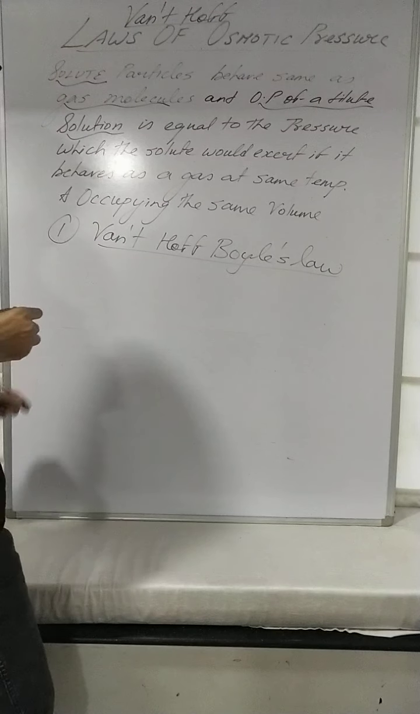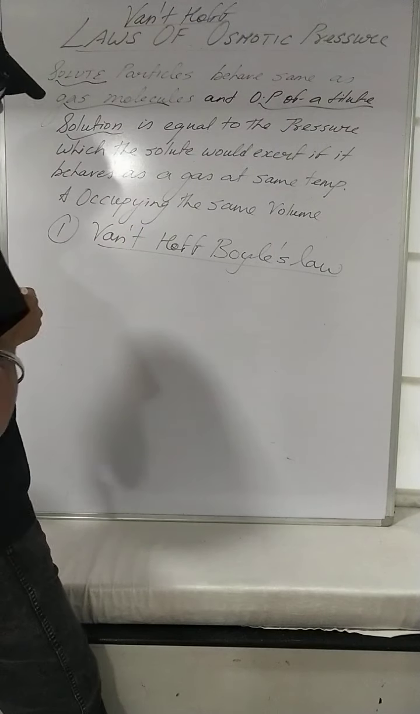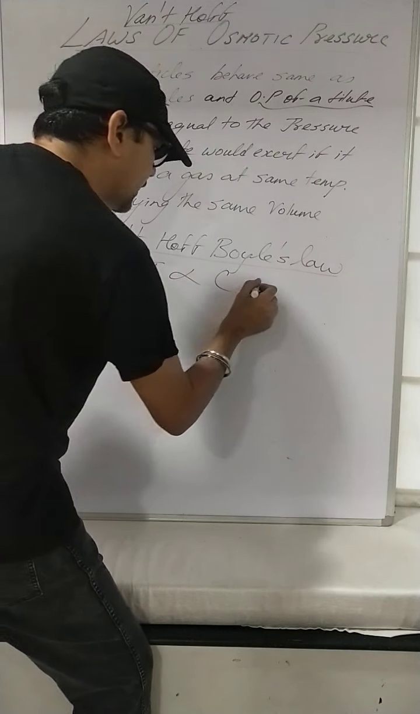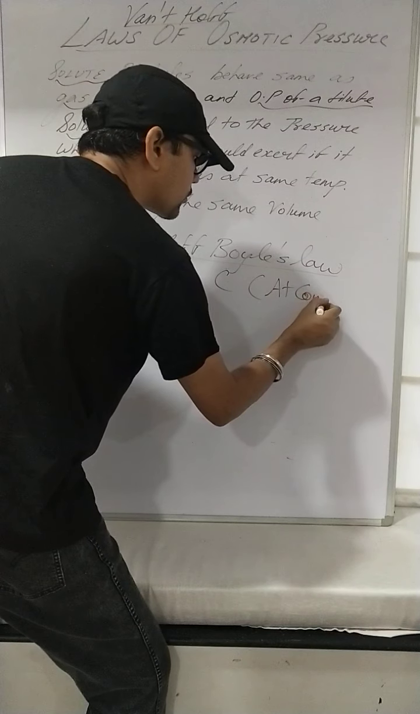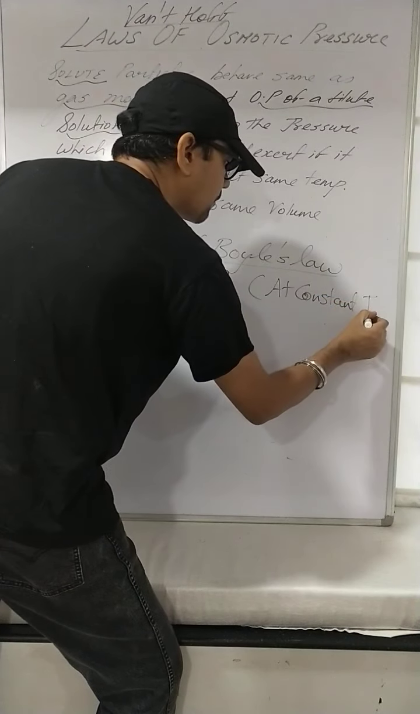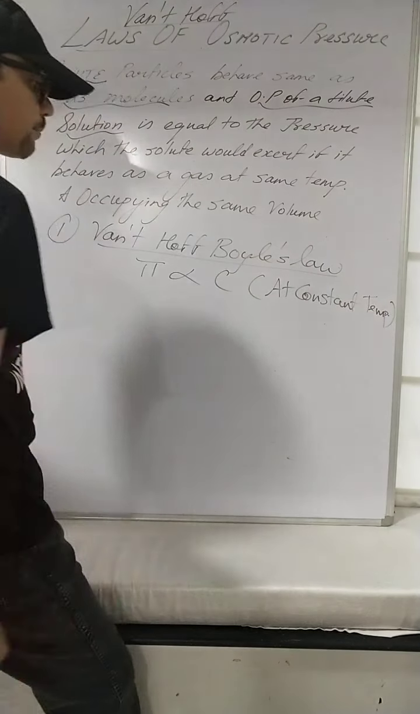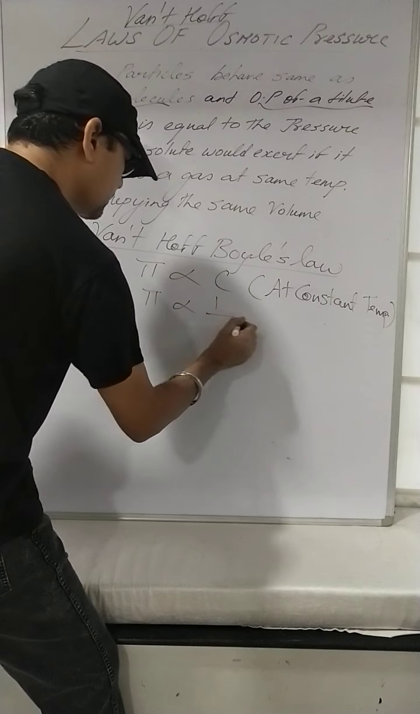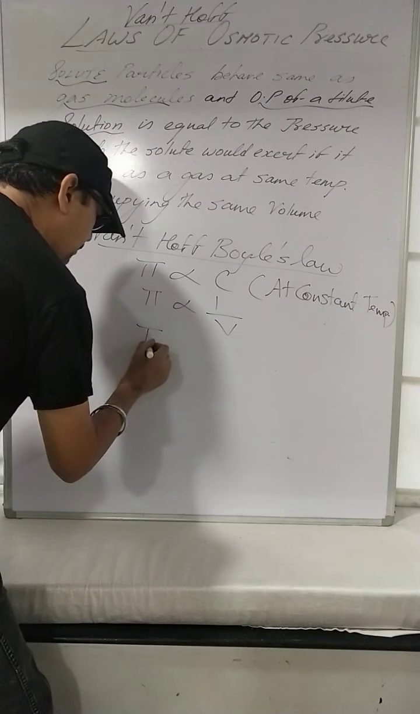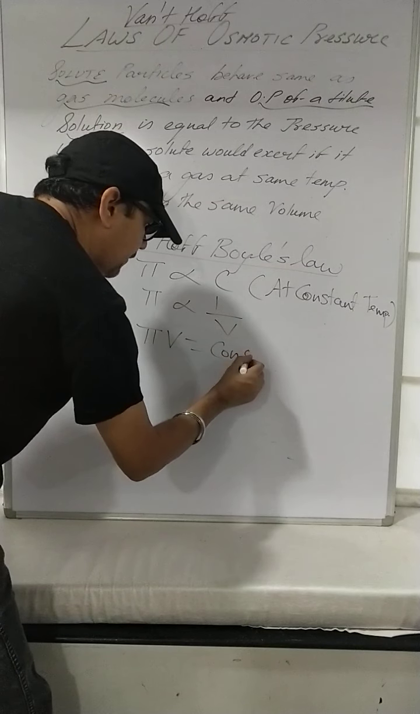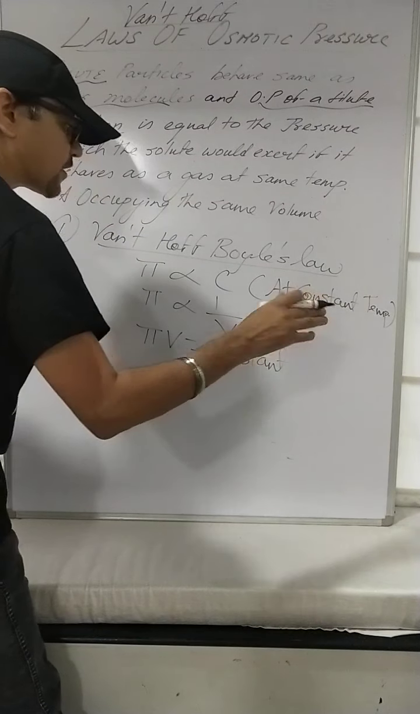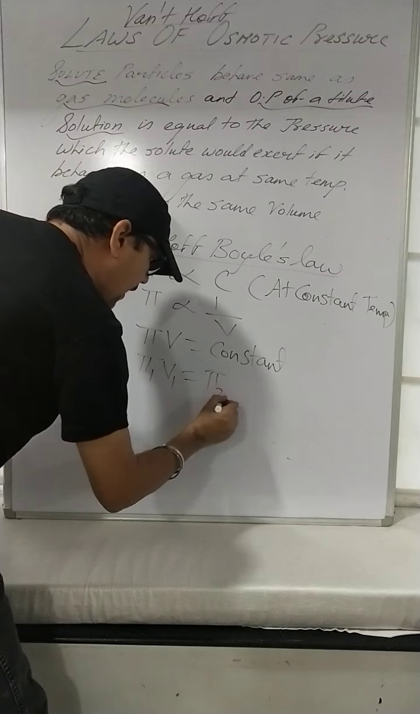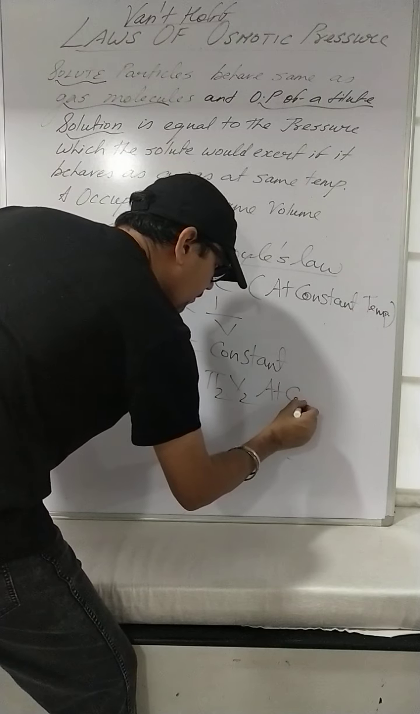Now this is for solute particles. So what does Van 't Hoff Boyle's law say? That at constant temperature, pi is directly proportional to the concentration. That is, at constant temperature, concentration is equal to 1 upon V. So pi is proportional to 1 upon V, which means pi V is equal to constant. So Boyle's law for gases was P1 V1 is equal to P2 V2. Here it becomes pi 1 V1 is equal to pi 2 V2 at constant temperature.